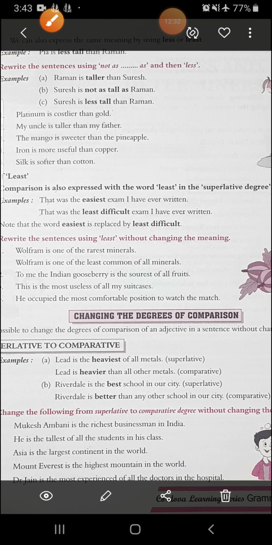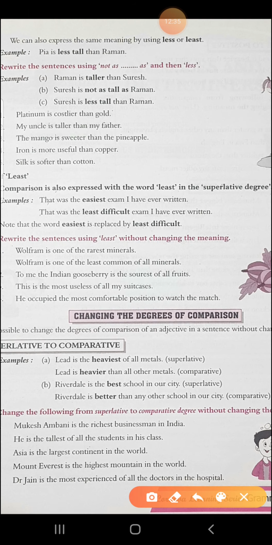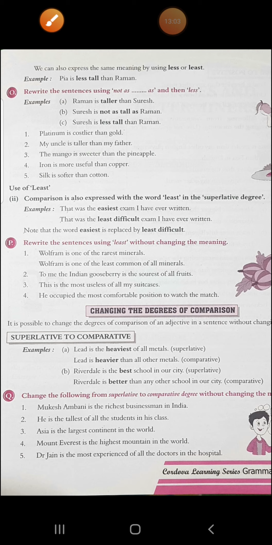See the first one. Lead is the heaviest of all metals. You can see it is in superlative. Now see how we write it in comparative. Lead is heavier than all other metals. So we are comparing it with all others, that it is heavier. Then see B part. Riverdale is the best school in our city. Riverdale is better than any other school in our city. So in this way we can change it from superlative to comparative degree.